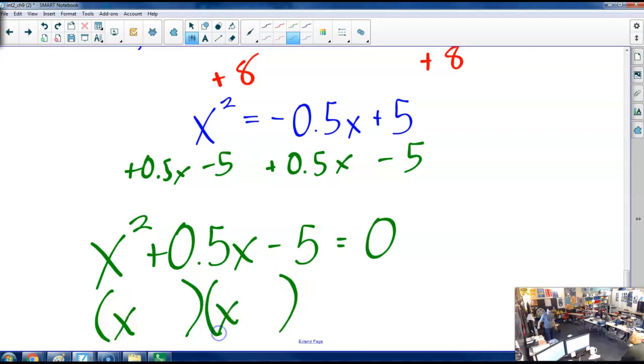So we know x and x. We've got to multiply to make negative 5 and add. So one of these has to be negative, right? Because we have to add to make positive, multiply to make negative. I don't think that's okay. Wait, that's not possible, right? Mr. Estes is nodding. So, can that be solved?